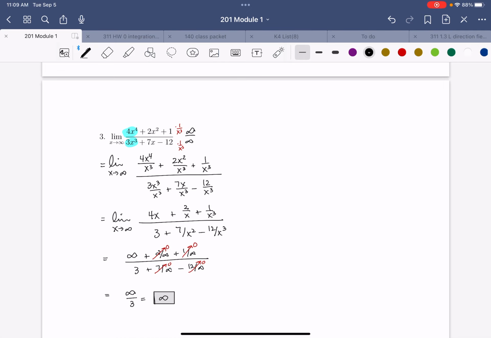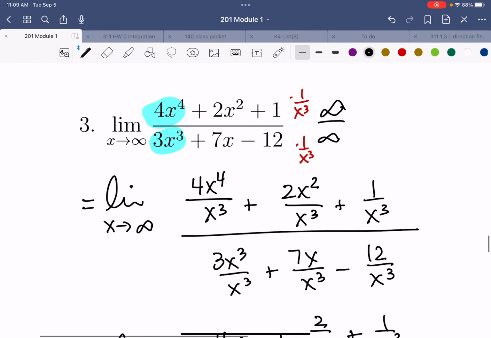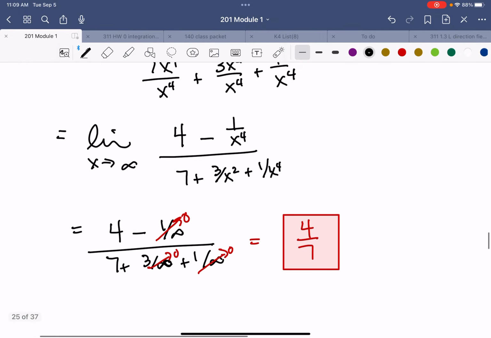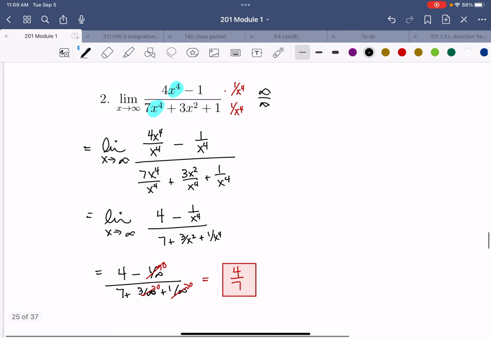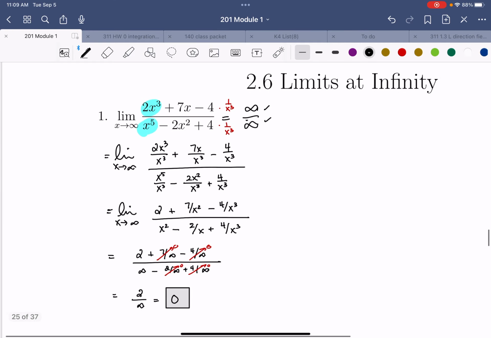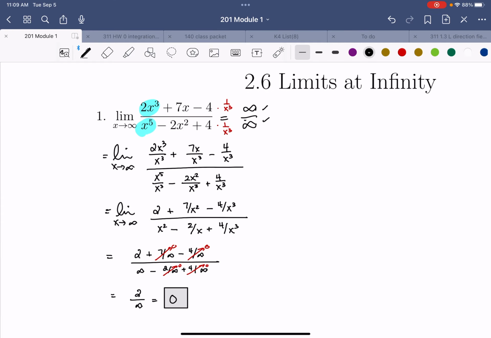Now that we can justify it using algebra, when we move into the next section and we can start using shortcuts, think about what happens here. When we had x to the 4th over an x cubed, we ended up with infinity. When we had x to the 4th over x to the 4th, we had 4/7. And when we had an x cubed over an x to the 5th, it was 0.